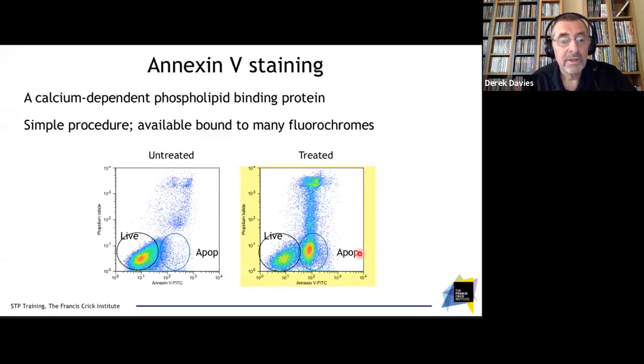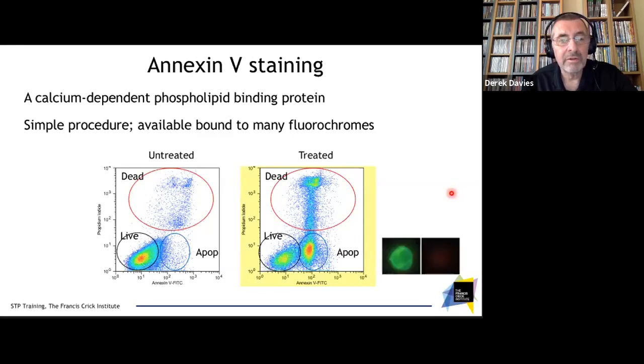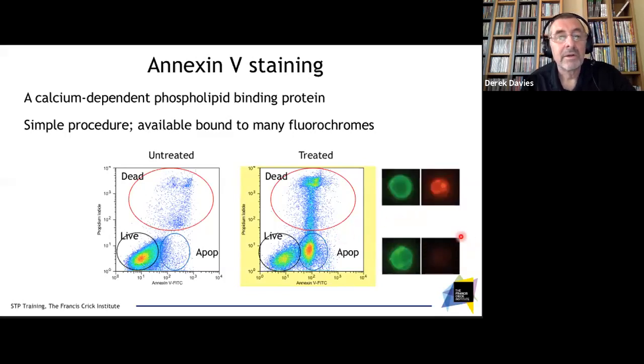But at this point, the cells are not permeable to the DNA binding dye, and it's only when they enter cell death that they become permeable. Now we can get this sort of assay to work on a flow cytometer or a microscope. And if I looked at the apoptotic cells, I would see that they were positive for annexin, negative for propidium iodide, but when they become dead, of course, they're positive for both.